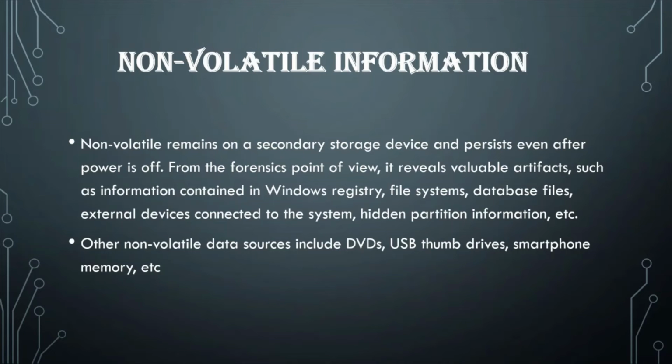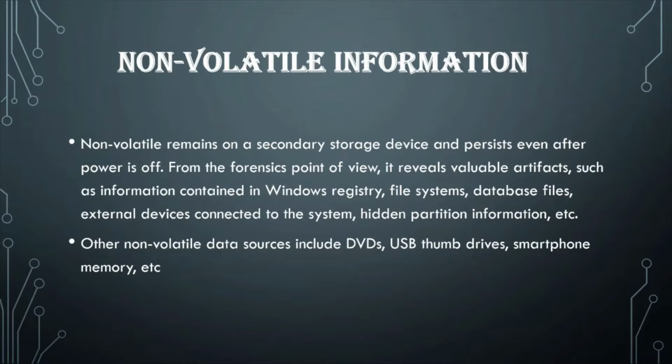Now we will go for non-volatile information. Non-volatile information refers to persistent data which is not lost when a system crashes or is powered off. This information generally resides in the internal hard disk, flash drive, or external hard disk of the system. From the forensics point of view, it reveals valuable artifacts such as information contained in Windows registry, file systems, database files, external devices connected to the system, hidden partition information, etc. Some examples of non-volatile data includes email, word processing documents, spreadsheets, and various related files.